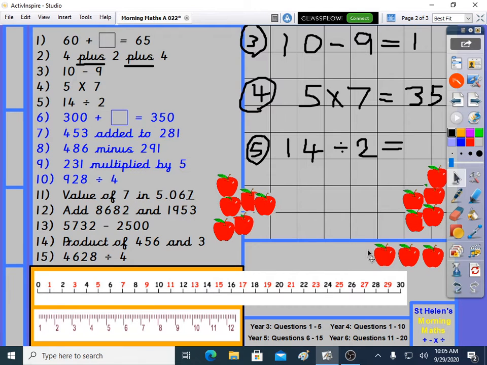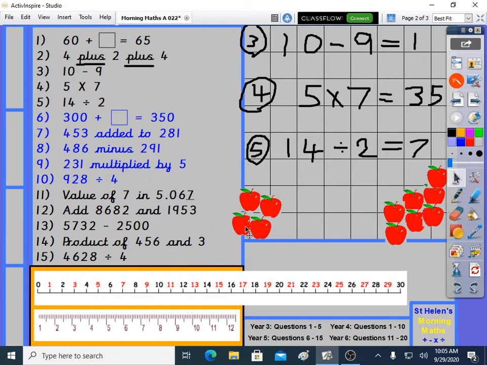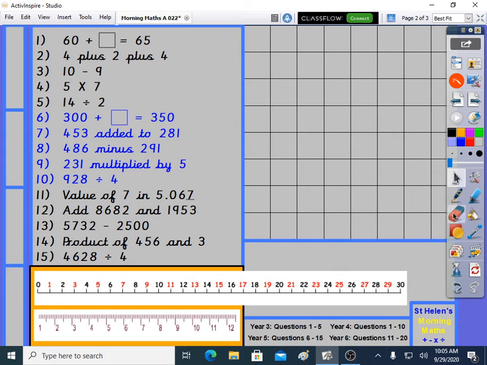So both groups should have the same number of apples. There we are. 1, 2, 3, 4, 5, 6, 7. 1, 2, 3, 4, 5, 6, 7. 7's the answer because 14 divided by 2 equals 7. That's year 3 done. Let's go to year 4.